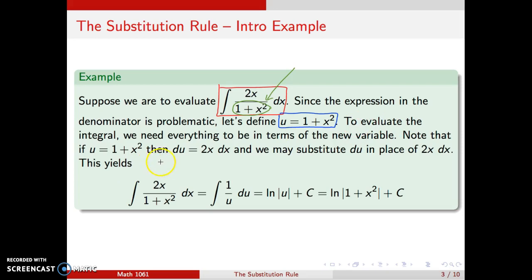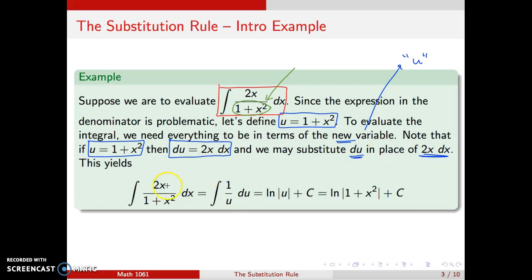Okay, so to evaluate the integral, we need everything to be in terms of the new variable, which would be u. Sometimes people call this u-substitution because you use u a lot. The thing I want to note is that if we use this substitution, I still have this dx floating around here, but differentiating both sides, if you look back to what we did with differentials early on, it's going to look very familiar. du is going to be 2x dx. And so in place of 2x dx, we're going to put du.